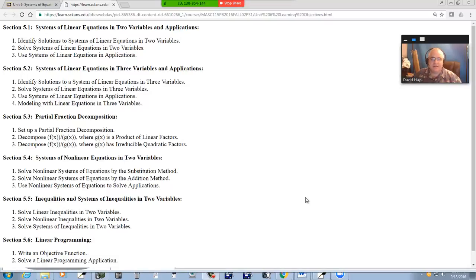Let's take a look at systems of linear equations in two variables. And it says identify solutions. We'll talk more about that after our first problem. But we want to solve systems of equations in two variables.